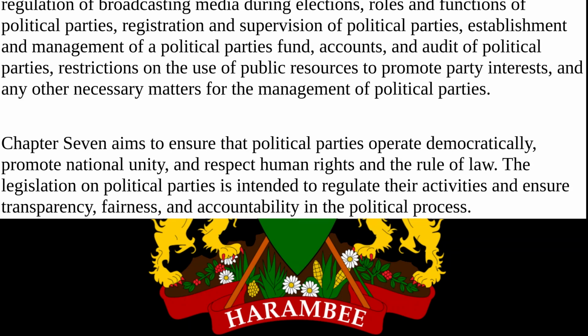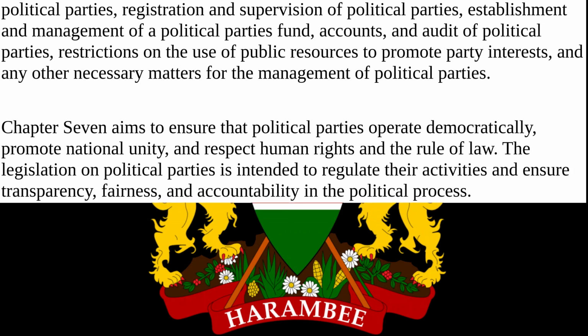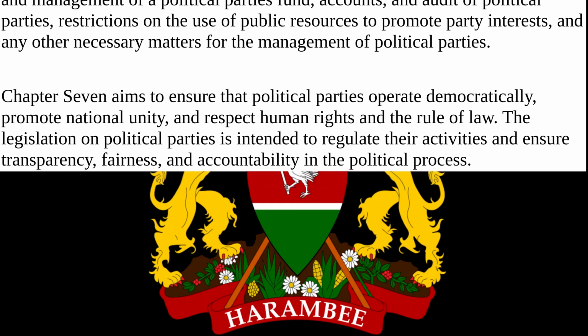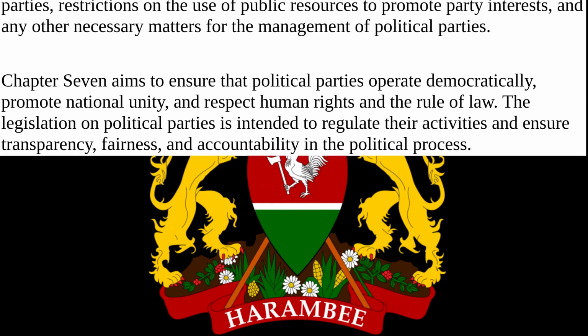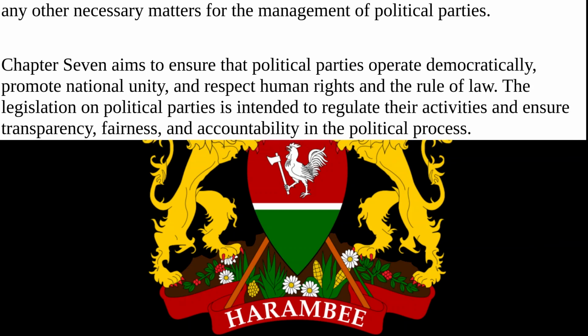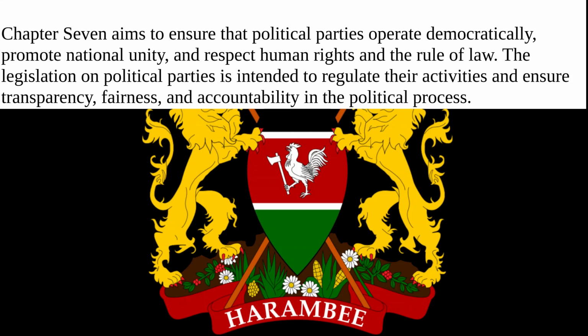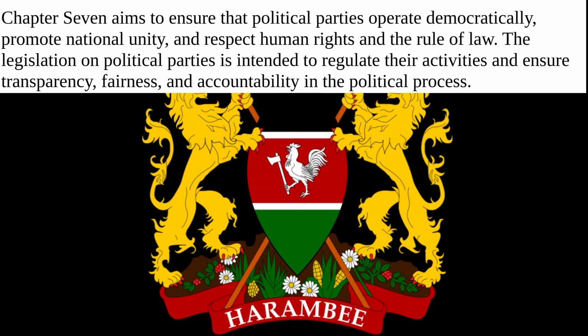Chapter 7 aims to ensure that political parties operate democratically, promote national unity, and respect human rights and the rule of law. The legislation on political parties is intended to regulate their activities and ensure transparency, fairness, and accountability in the political process.